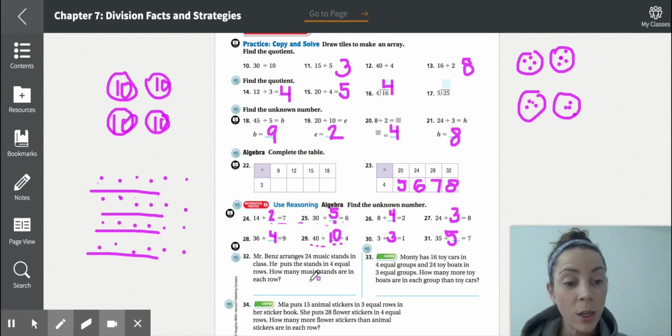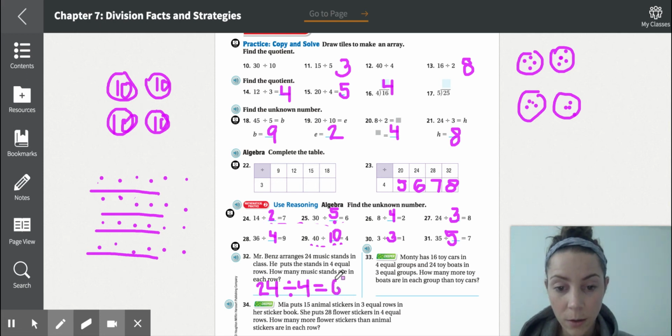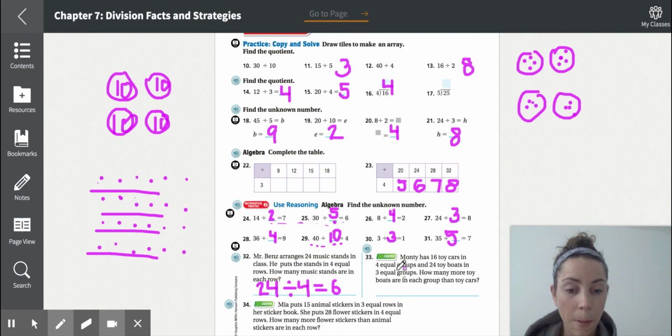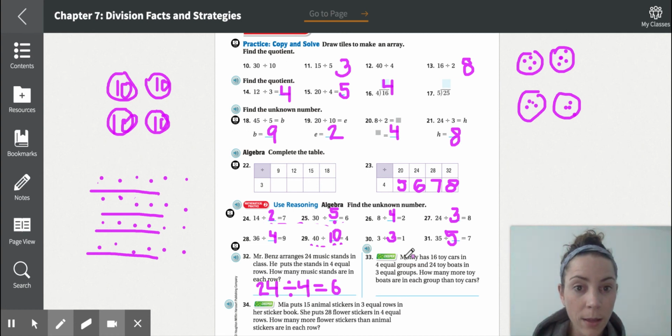If you did a number sentence or an equation, it would have been 24 divided by 4. And whatever strategy you chose to do should have also gotten you 6. 6 what? 6 music stands. Okay, number 33. Monty has 16 toy cars in 4 equal groups and 24 toy boats in 3 equal groups. How many more toy boats are in each group than toy cars?